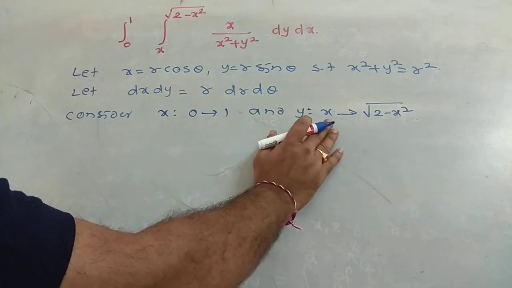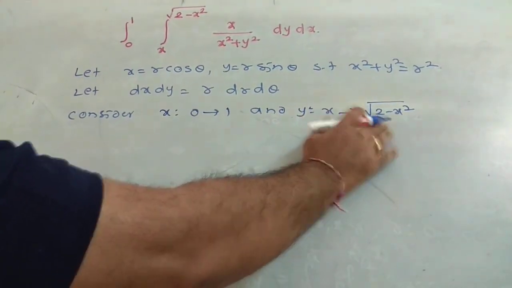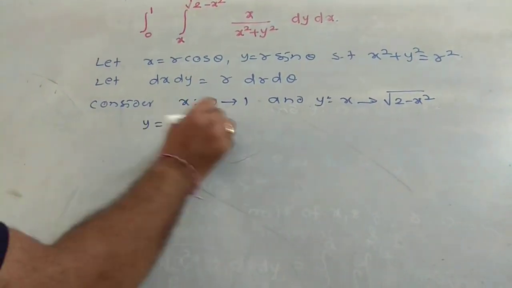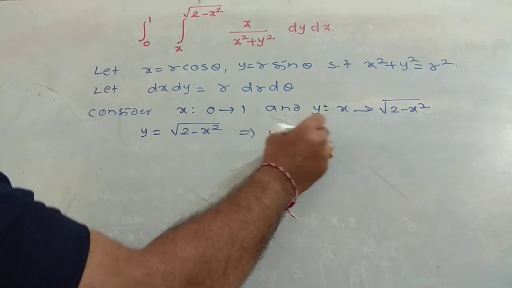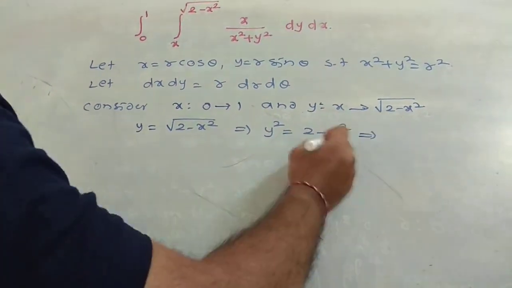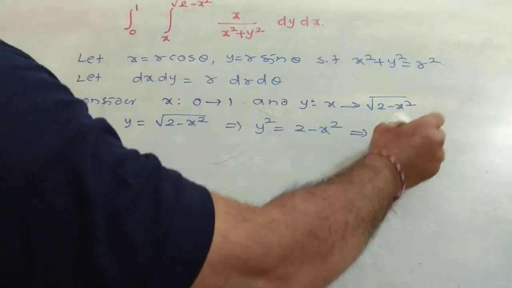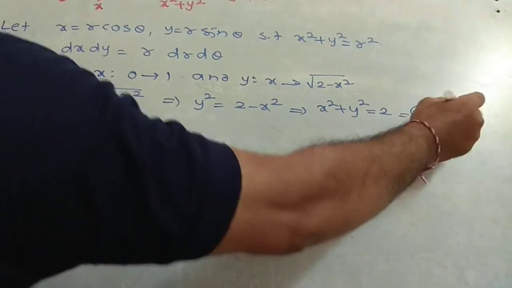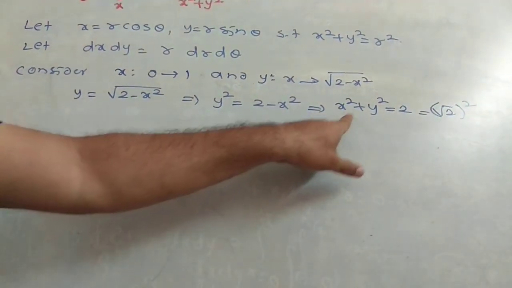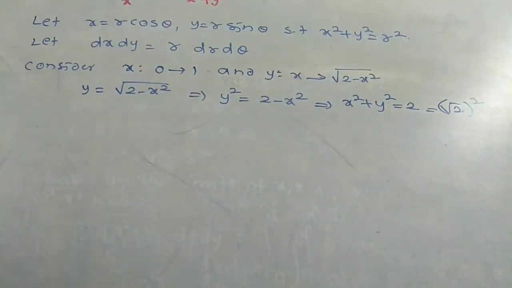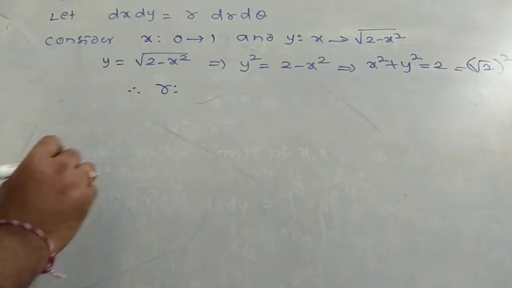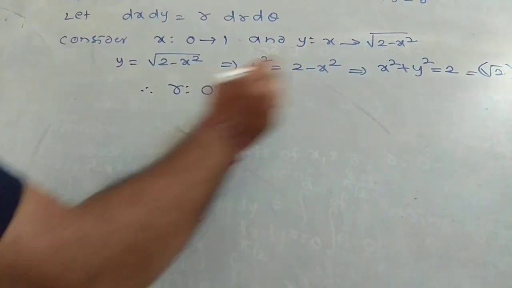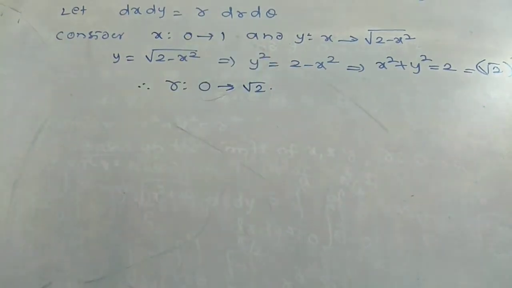One is y equal to x and another is y equal to this value. Here I am just supposing that y is equal to root of 2 minus x square. Squaring on both sides, y square equal to 2 minus x square, or I can write it as x square plus y square is equal to 2. This 2 I can write as root 2 whole square. Okay, so it is looking like x square plus y square equal to r square type. So clearly you can say that the r limits are, only in the positive side, 0 to that maximum r value, which is root 2.